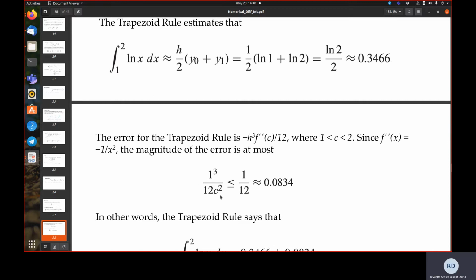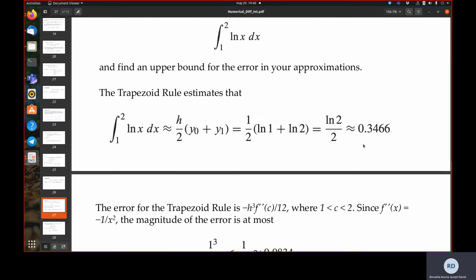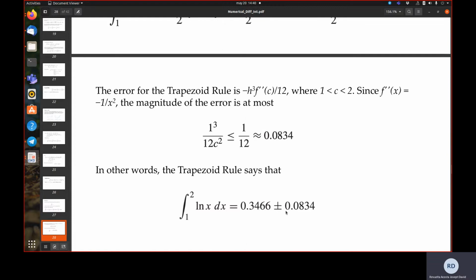Okay, so we compute the error, and the error has to be less than 1/2, which is approximately 0.0834. In other words, we can say that the integration of natural log of x with the limits from 1 to 2 is equal to 0.3466 plus or minus 0.0834. This is what we are expecting here. So this is the trapezoid rule.